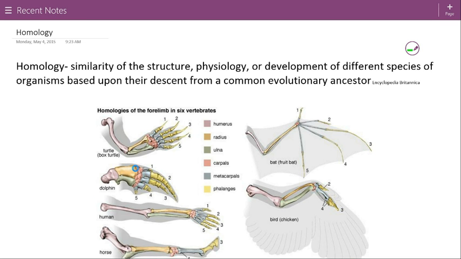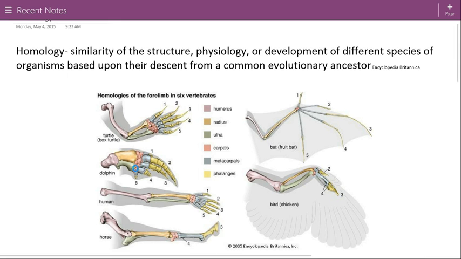it's easy to see how all of these animals evolved from the same single descendant creature because, well, there have been some changes along the way, but pretty much their bodies are built the same way. So this little visual here is again from Encyclopedia Britannica, and it's got the forelimbs of 6 vertebrates. As you can see, we've got a box turtle, dolphin, human, horse, fruit bat, and a chicken.